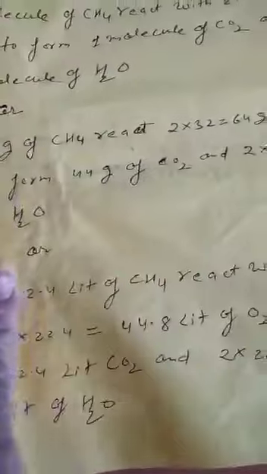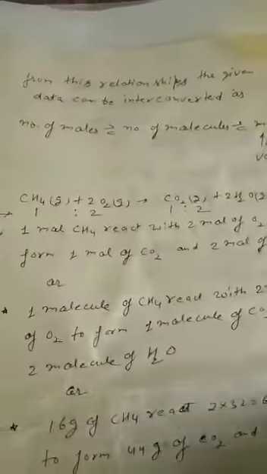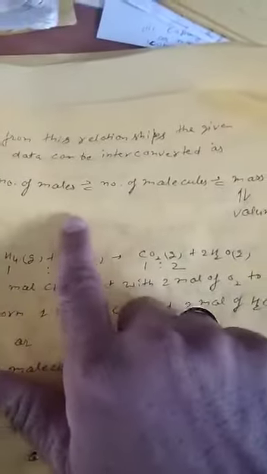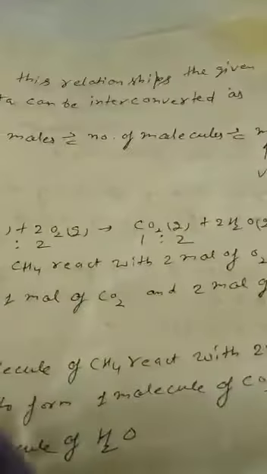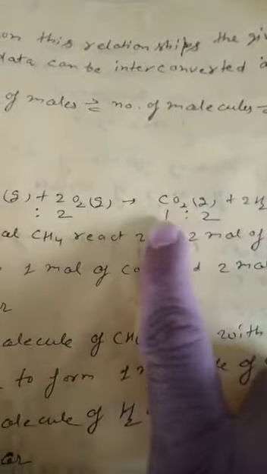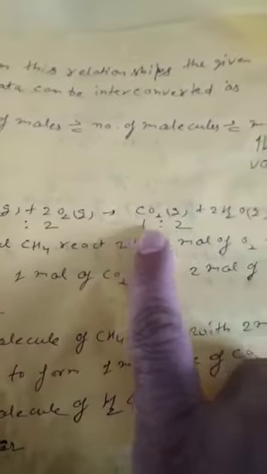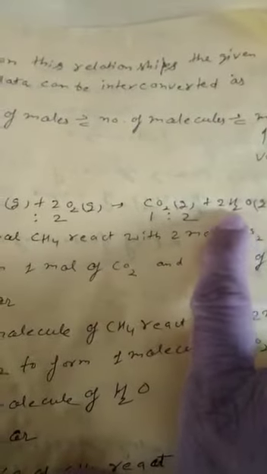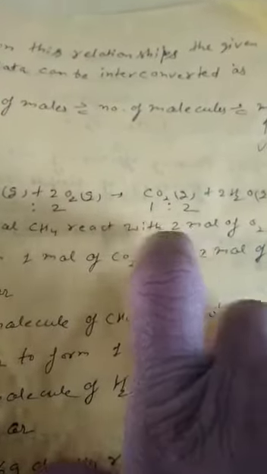Now, the next important thing is that we can interconvert number of moles into number of molecules, mass and volume. So for the same reaction, we can say that 1 mole or 1 molecule of methane reacts with 2 mole of O2 or 2 molecules of O2 to form 1 mole of CO2 or 1 molecule of CO2 and 2 mole of H2O or 2 molecules of H2O. By the use of the mole concept, we can easily convert these numbers of moles into their masses.